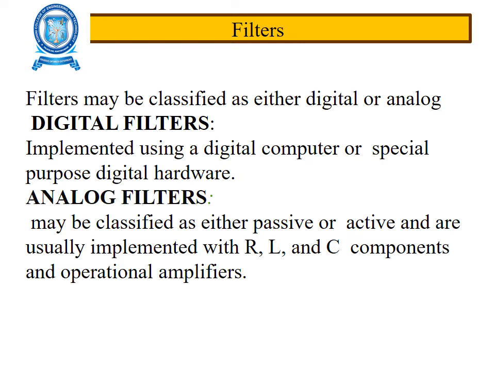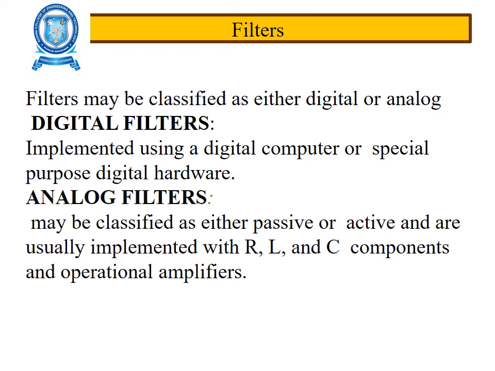There are two types of filters. The first is the digital filter and the next one is the analog filter. Let's see them one by one. First, the digital filter. So what is a digital filter?